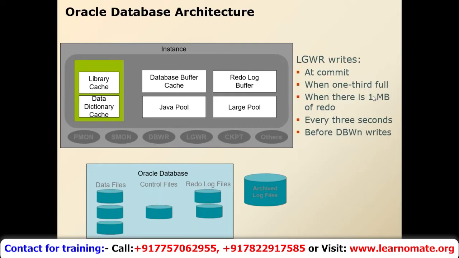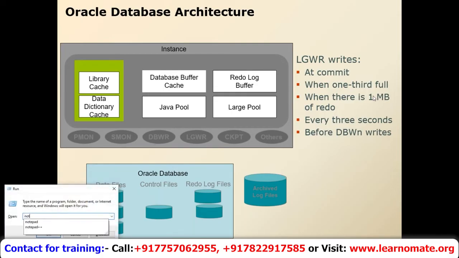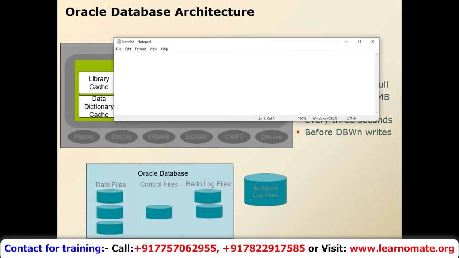So GoldenGate is a change data capture tool. GoldenGate is a CDC tool. You must have heard this term, CDC. What does CDC stand for? Change data capture. So what does change data capture mean? Whatever changes are happening on the source database, those will be captured by the tool. So GoldenGate is a CDC tool. It captures those changes and applies them to the target database.